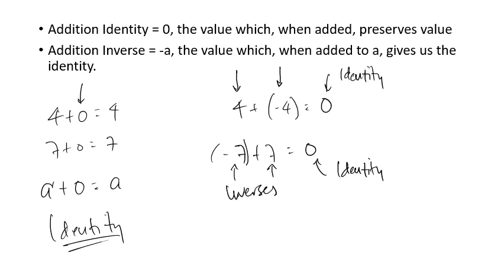Generally, we would write this as a plus negative a equals 0. Now keep in mind, this is going a little bit ahead, but if a were, say, negative 7, then negative a would be positive 7. It would be the negative of negative 7. So this doesn't mean that it has to be positive plus negative. It just means that this is a, and this is the negative of a. So there's some flexibility in this.